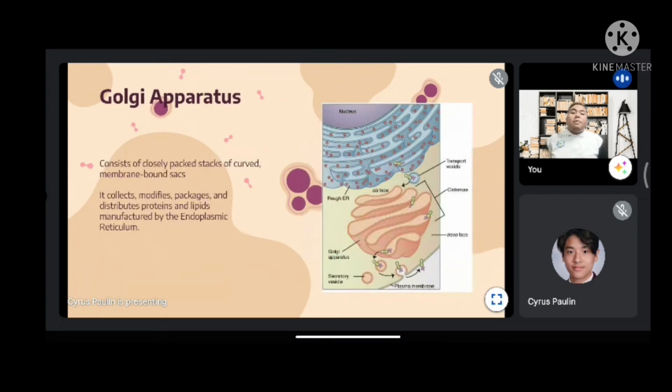Next is the Golgi apparatus. It consists of closely packed stacks of curved membrane-bound sacs. It collects, modifies, packages, and distributes proteins and lipids manufactured by the endoplasmic reticulum.